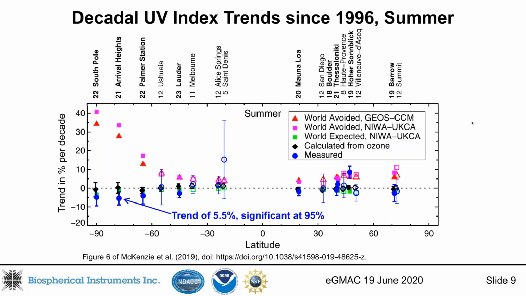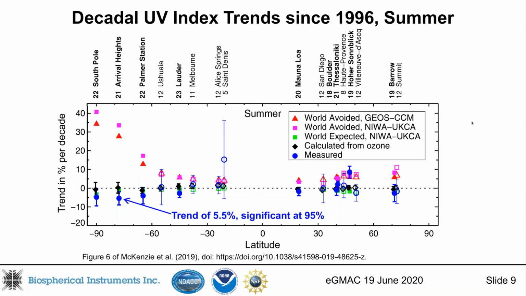The next slide shows similar data for the summer, again, trend per decade. And what you see here is that at Arrival Heights, there's actually a significant trend of 5.5%, which again is larger than the trend we would see from the ozone, which is very close to zero. So the puzzling question is, why do UV measurements show a trend and UV index measurements calculated from ozone don't show a trend?